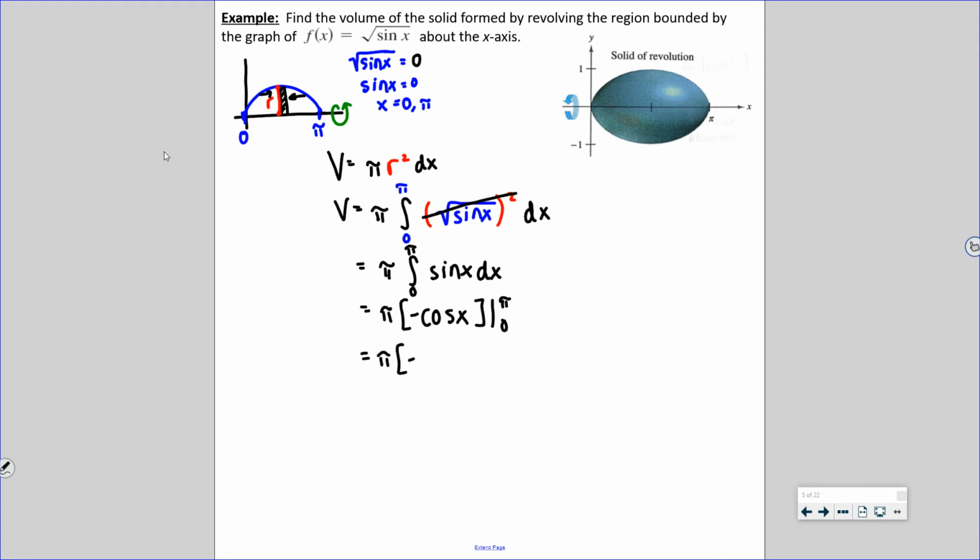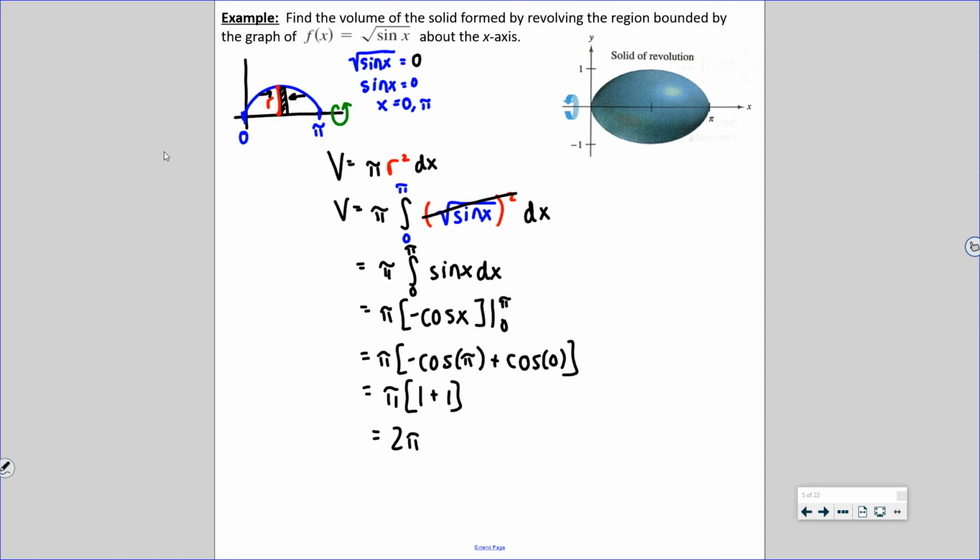All right, I'll just do this one. So cosine of pi plus cosine of 0 minus negative... So let's see, that'd be pi. Cosine of pi is negative 1, so it'd be 1. Cosine of 0 is 1. So we end up getting 2 pi. A lot of times, the answers to these you want to leave in terms of pi. Okay, that's like our exact answer.